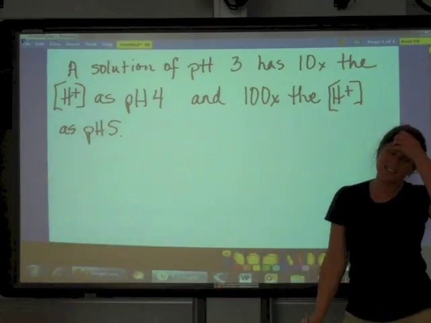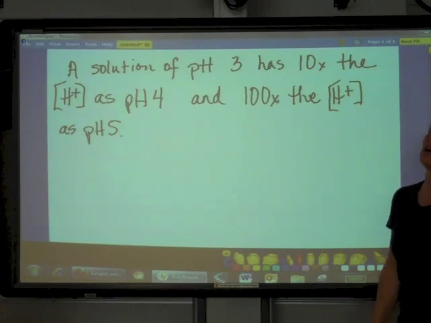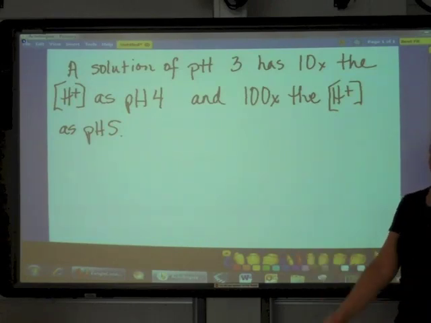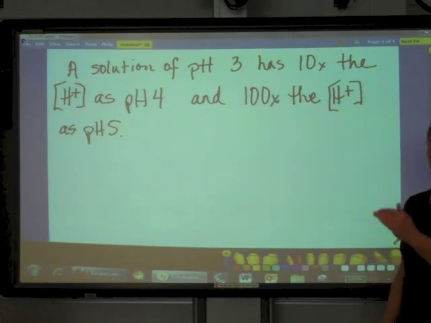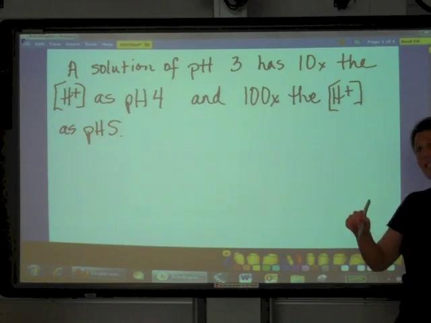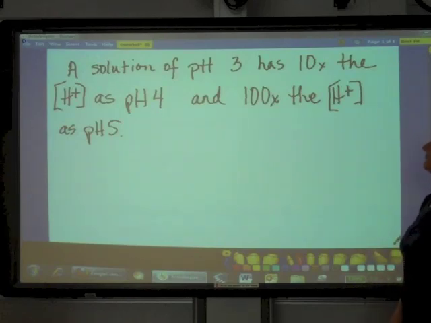Now the interesting thing about the pH scale is that the lower you go, the greater the hydrogen ion concentration. So, pH 6 is slightly acidic, pH 5 is more acidic, pH 4 is more acidic. So, as your pH goes down, your hydrogen ion concentration is going up.